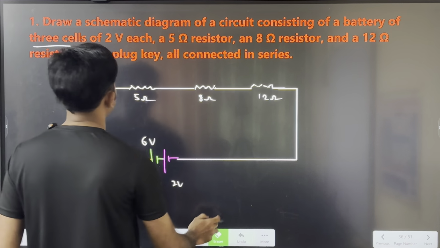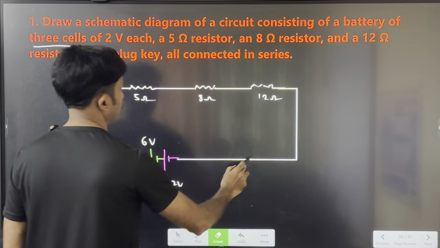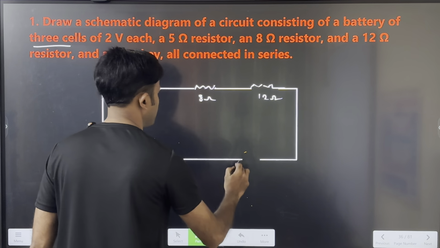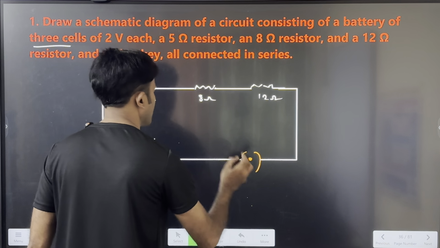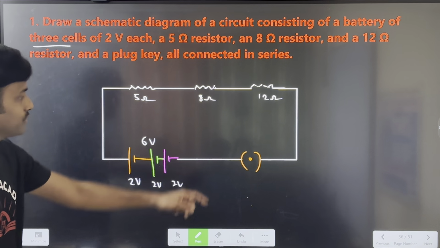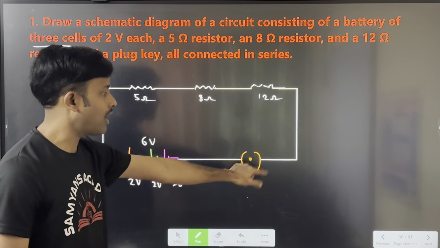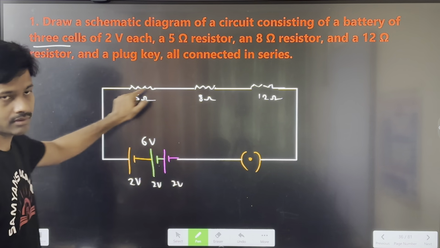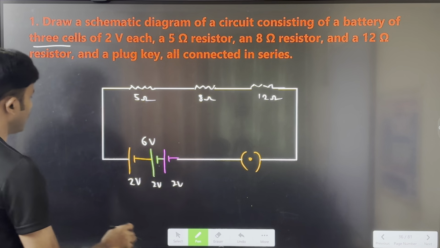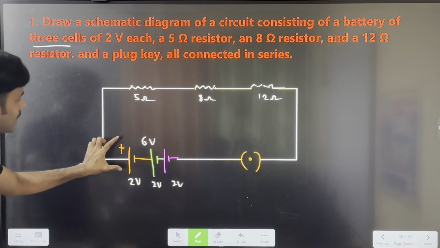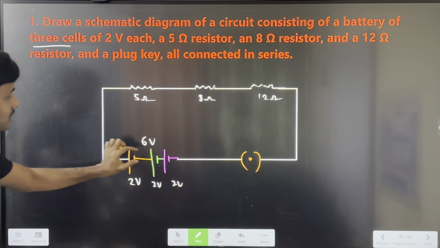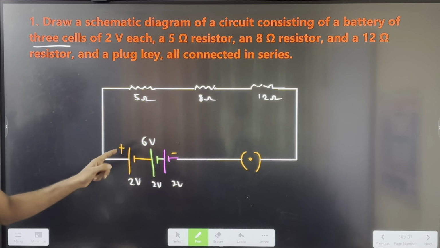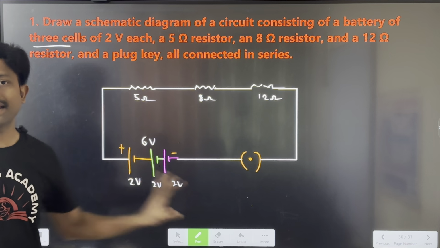You put one plug key also. Then what is the symbol of the plug key? You represent it with a bracket with a dot. This represents the plug key, which acts as a switch. Switch off, switch on. When you switch on the battery, the current flows like this. The bigger line indicates the positive terminal, the shorter line indicates the negative terminal, and the current flows from the positive terminal to the negative terminal.